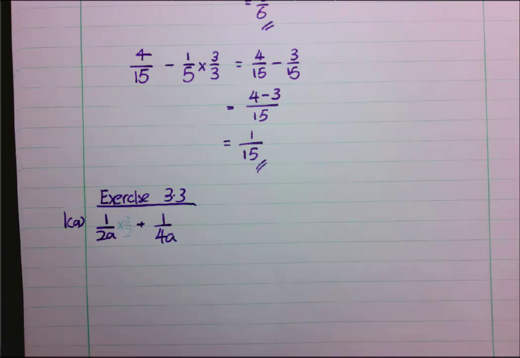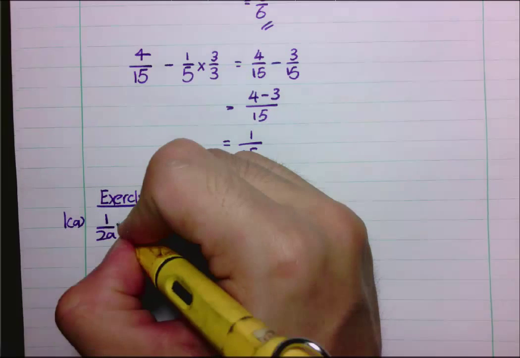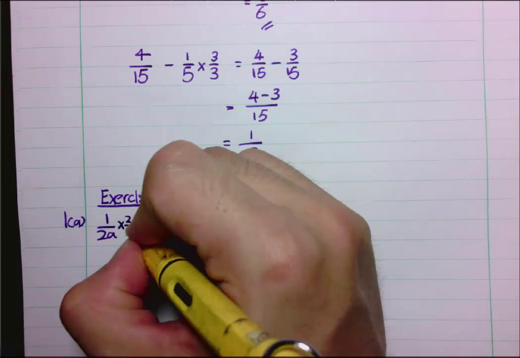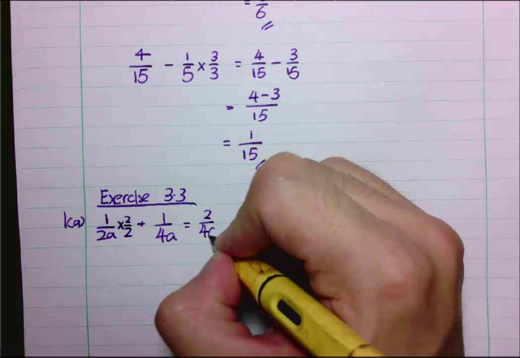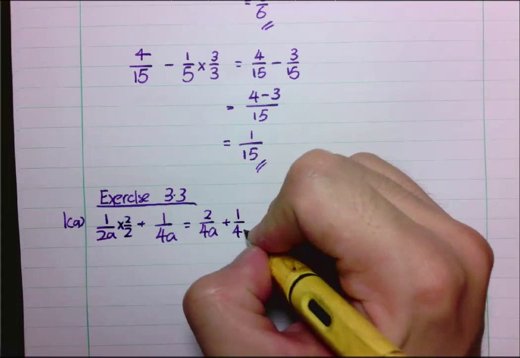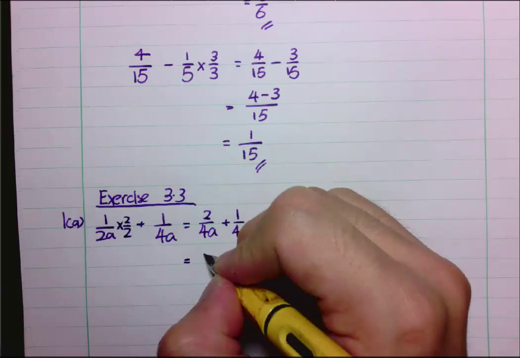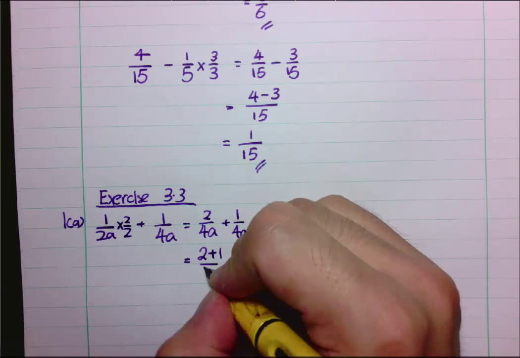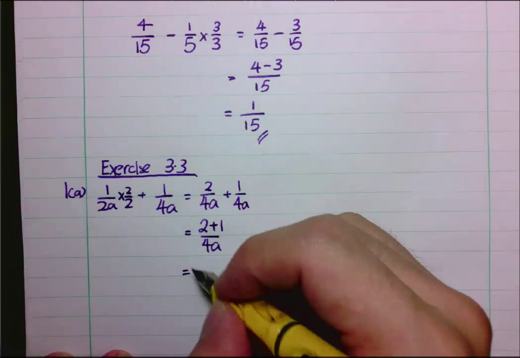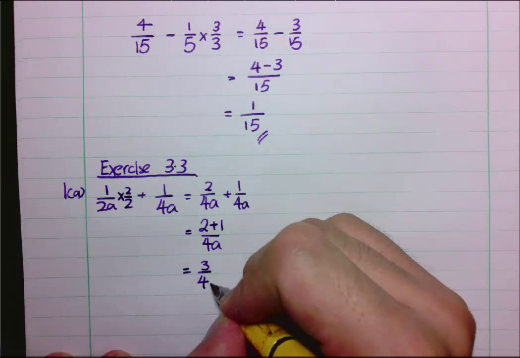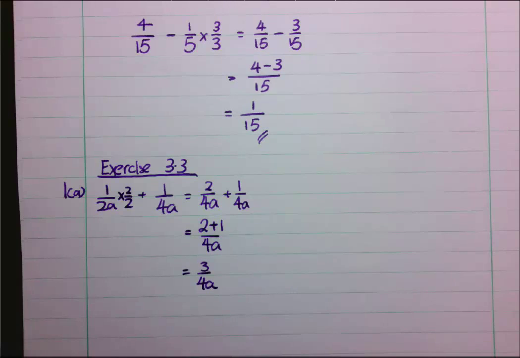Maybe it's not so clear on the screen. Let me just use my normal pen. I multiply by 2 over 2 down here to create 2 over 4a plus 1 over 4a. So if I simplify this, I get 2 plus 1 over 4a. I end up with 3 over 4a. This one is simple enough, what I call an easy example.